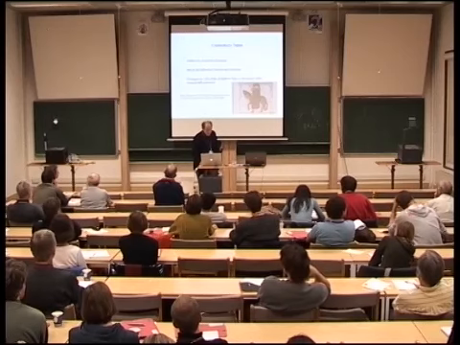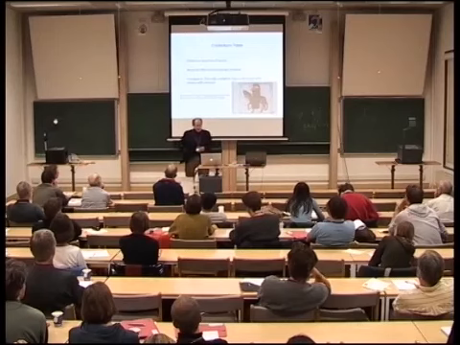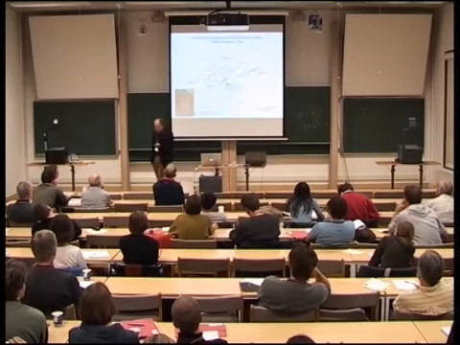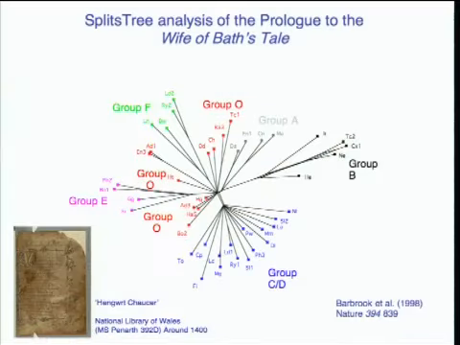So we basically take these texts, in this case, in this first analysis, we put them through a splits tree analysis, and this is a figure that we published some time ago, and this is the result that we get. All these numbers, or these letters here, represent extant manuscripts. I think this first manuscript is very close to the root. Indeed, I'll mention that in a moment.